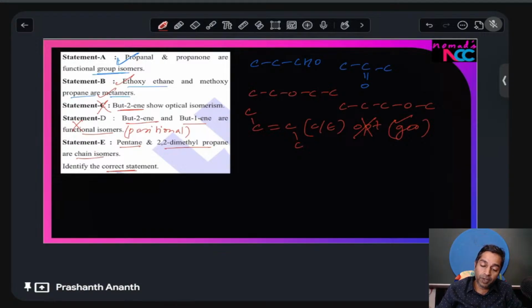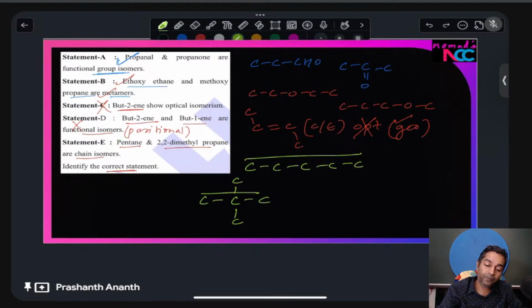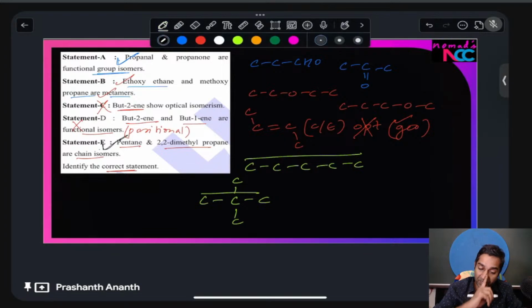Pentane and 2,2-dimethylpropane are chain isomers. Pentane is 1, 2, 3, 4 and 5. Then 2,2-dimethylpropane, propane with 2,2-dimethyl. So yes, the long chain is this and the long chain is this, so they are chain isomers. This is correct. So which statements are correct here?